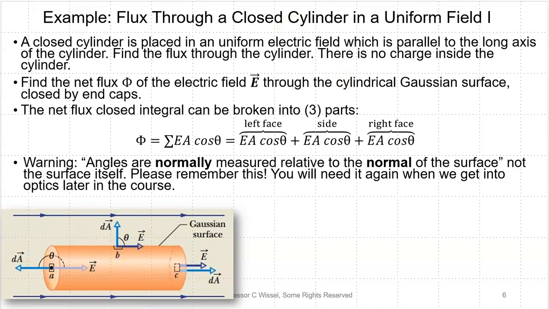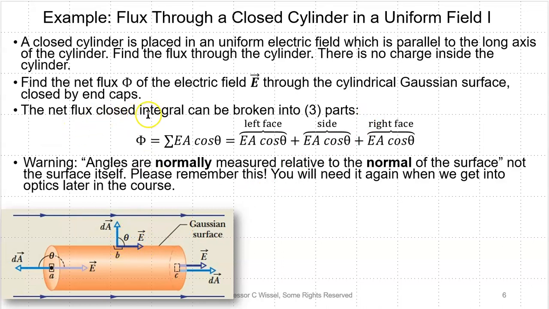Here's the closed cylinder. The electric field, of course, is represented by this blue arrow that's going across the top. Actually, this blue arrow fills the entire volume. So a closed cylinder is placed in a uniform electric field, which is parallel to the long axis of the cylinder. Find the flux through the cylinder. There is no charge inside the cylinder. So we want to find the net flux via the electric field E through the cylindrical Gaussian surface closed by end caps, because it has to be a closed surface.